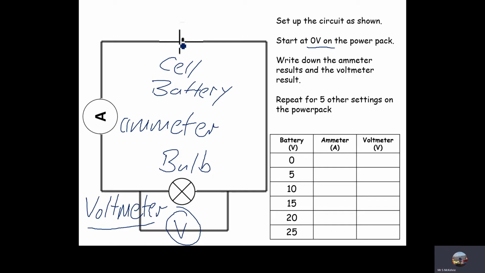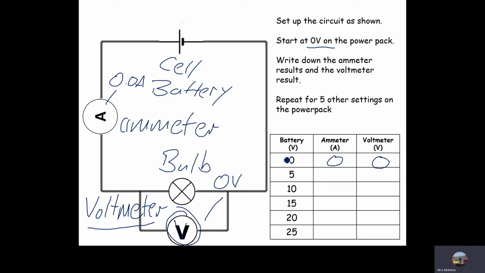We start at 0 volts, which means on our ammeter we will get an initial reading of 0.0 amps and an initial reading on my voltmeter of 0 volts. Write those numbers down and then repeat them for all the rest of the values.